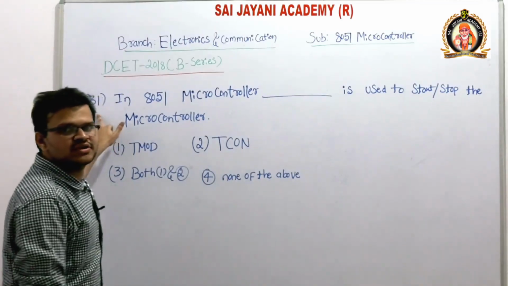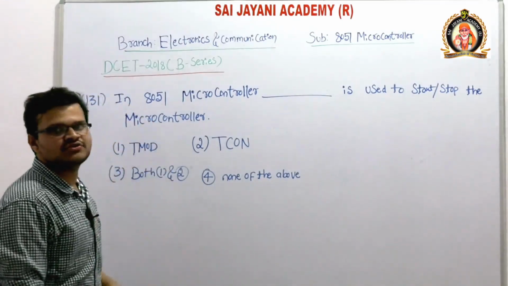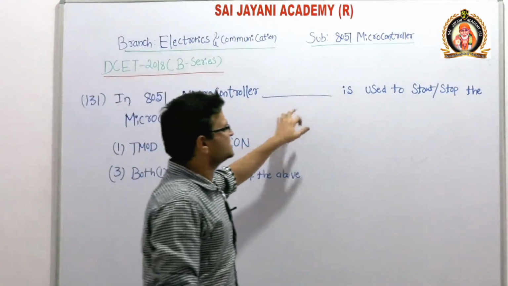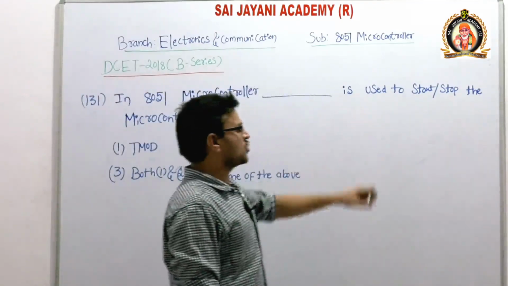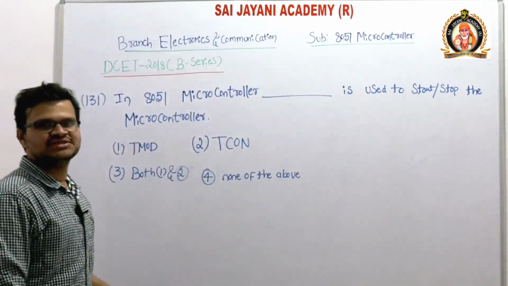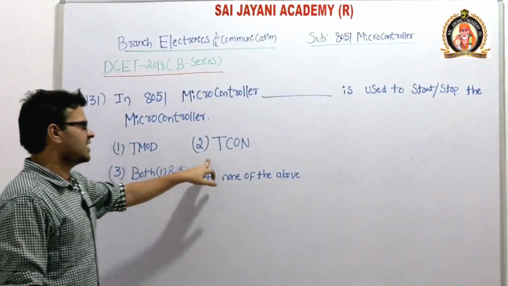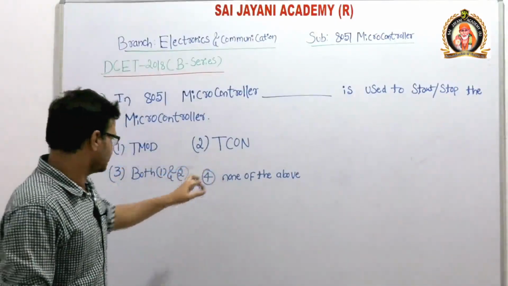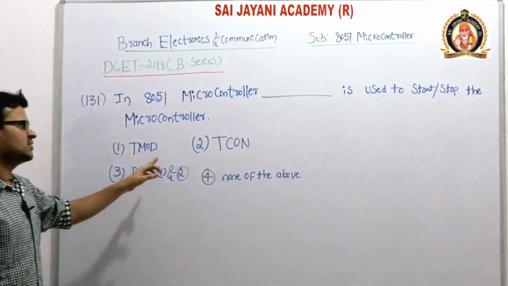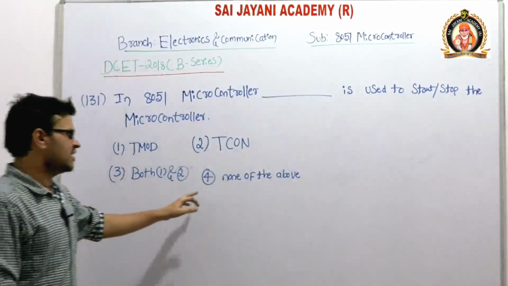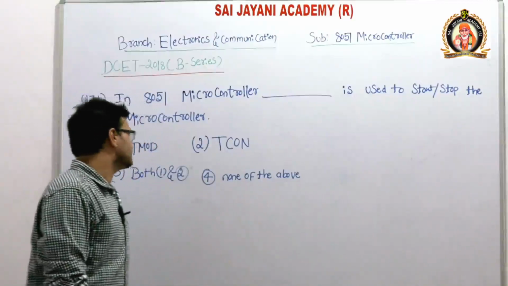Question number 131: in the 8051 microcontroller, dash is used to start or stop the microcontroller. The options are given below. The first option is TMOD register, the second option is TCON register, the third option is both TMOD and TCON register, and the fourth option is none of the above.